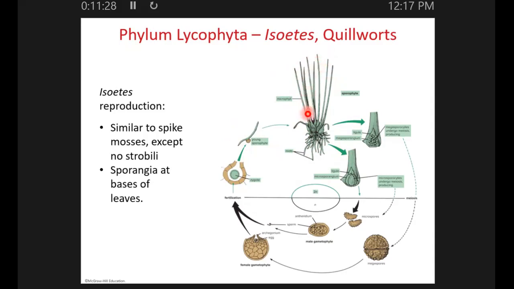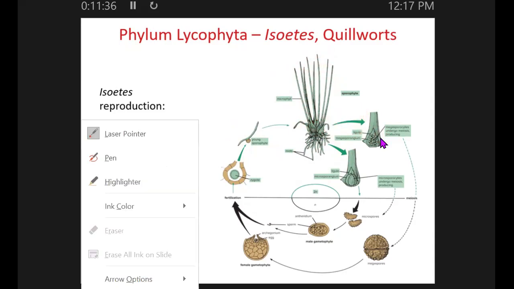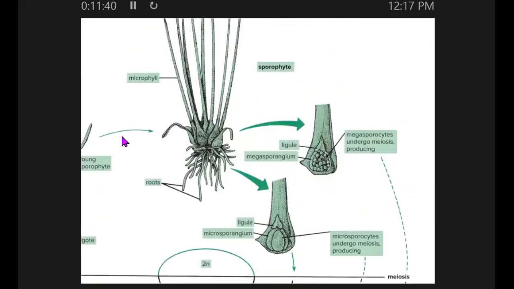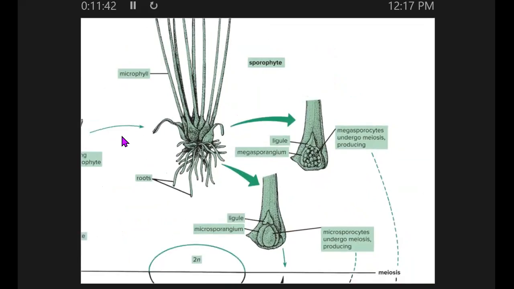So you have to look at the base. They have to do it different. So they're at the base here. If you look at the base area, you can find that's where they tuck away their megaspores and their microspores in there. So a little different.